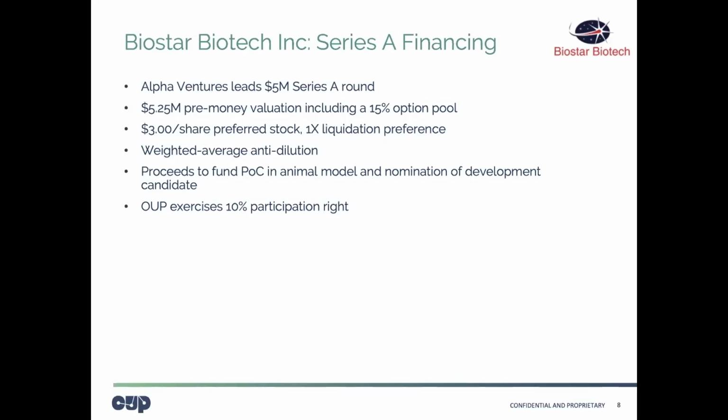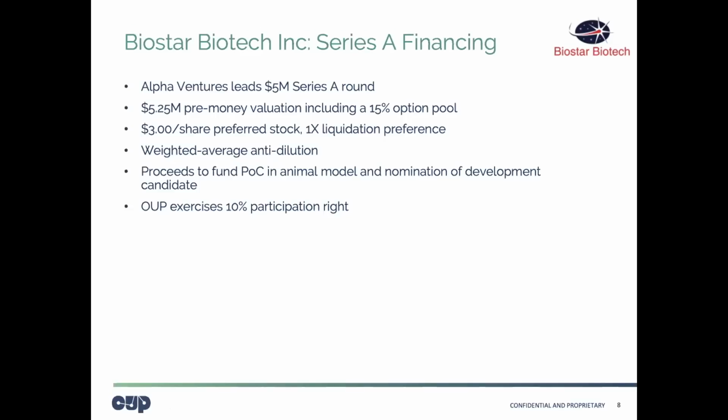They put a price of $3 a share, and they are buying preferred stock. So this is convertible preferred stock. It has a 1x liquidation preference, a standard liquidation preference, which means the investors can take their invested capital back or convert to common and share in the proceeds of the company at exit. We'll talk about that and see how that plays out later.